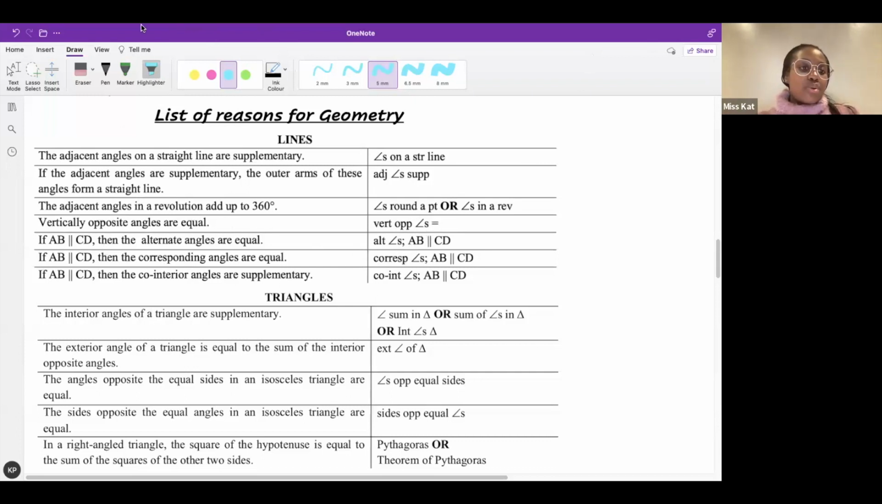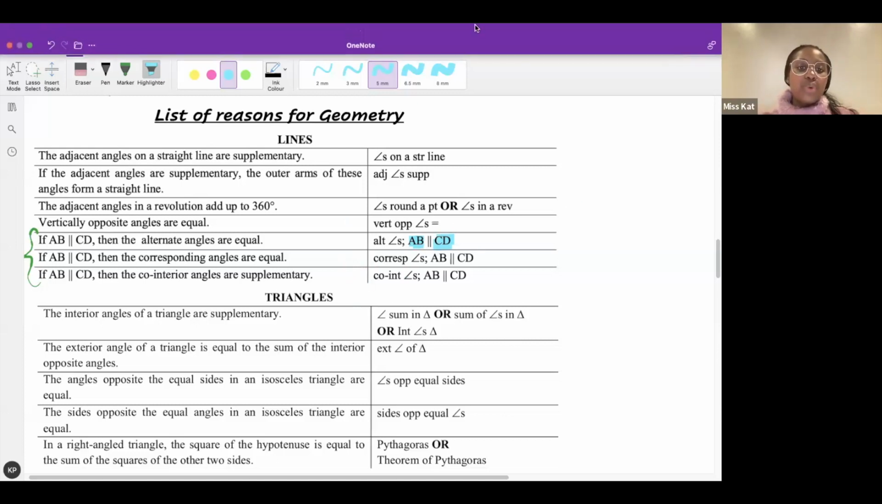And then we come to what we've been doing in the past 2 lessons, which is this. Okay, so as you can see, if you use alternate angles, you have to indicate which parallel lines you use. So AB is parallel to CD. Okay, same with corresponding angles, same with co-interior angles. And then we have a list of reasons that relates to triangles.